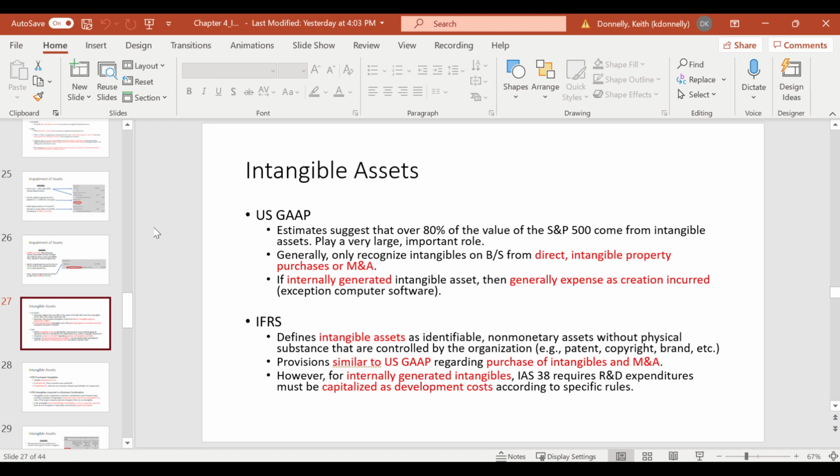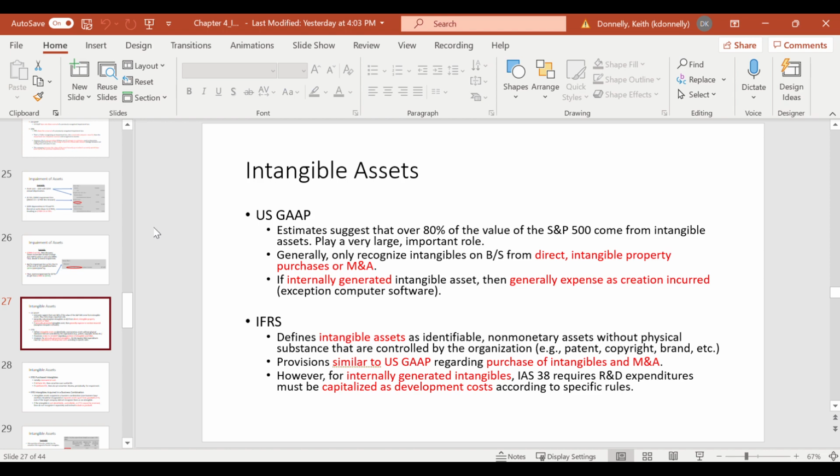So with regard to US GAAP and IFRS, they both take a similar approach insofar that you will recognize intangibles on the balance sheet, put them on there, in one of two situations normally. First, if you buy the intangible directly, or second, if there's certain M&A activity, like an acquisition or two companies merge. In that case, you may recognize an intangible on the balance sheet.